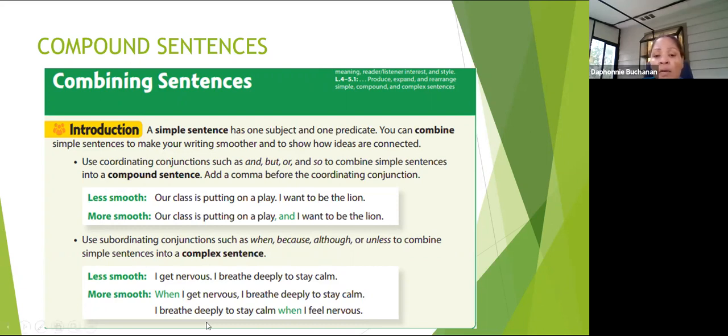And then here, when I get nervous, I breathe deeply to stay calm. Or, I breathe deeply to stay calm when I feel nervous. They change the order of the words. And so when I've worked with some people on their writing, I've said, sometimes you just have to change the order of the words and it sounds better. So you just sometimes have to play with words in order for them to be the way that you would like them to be or to sound better.